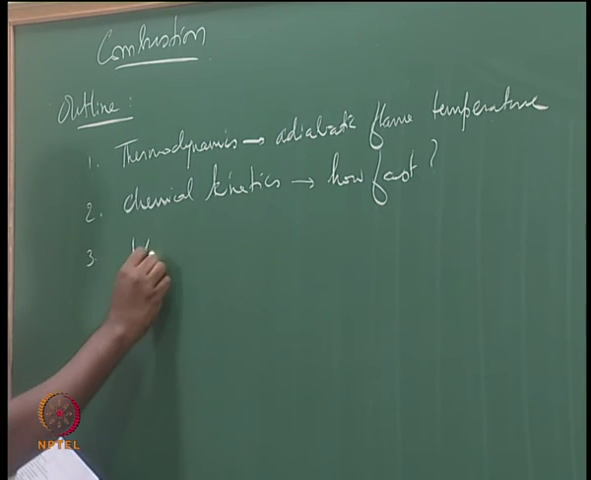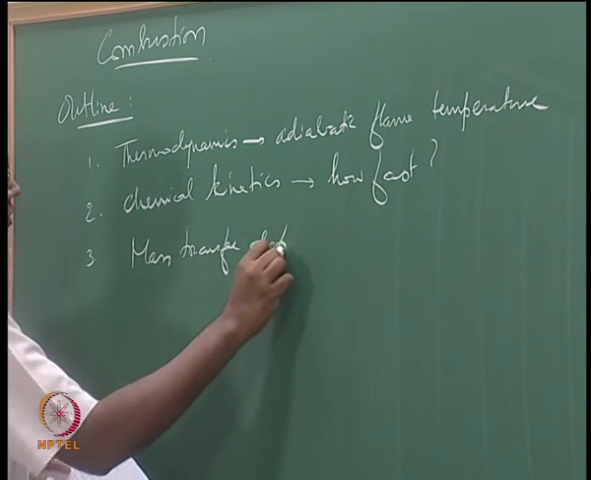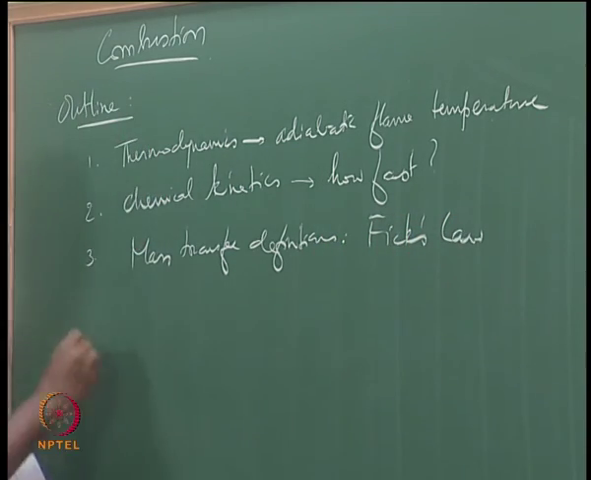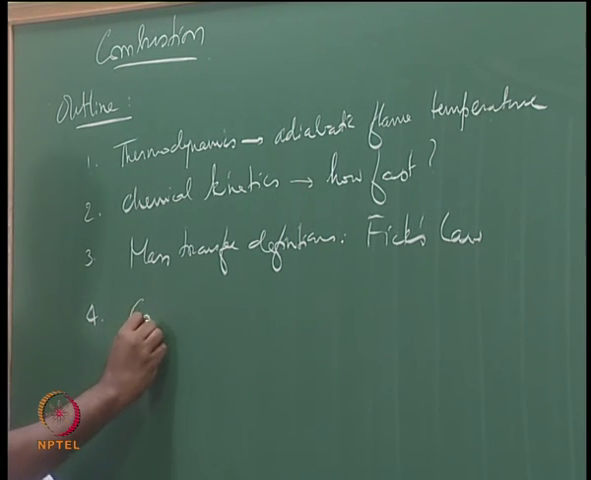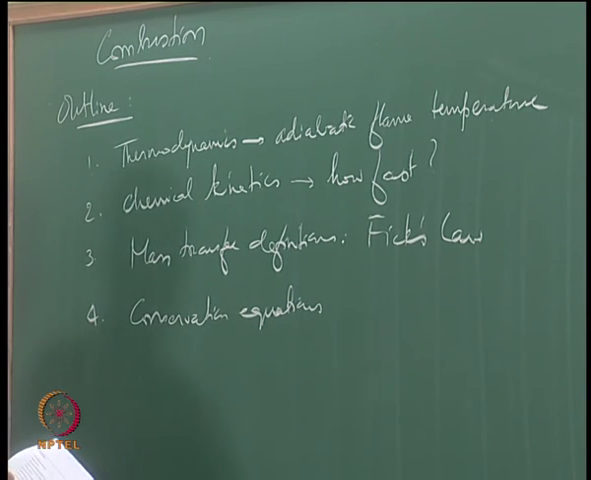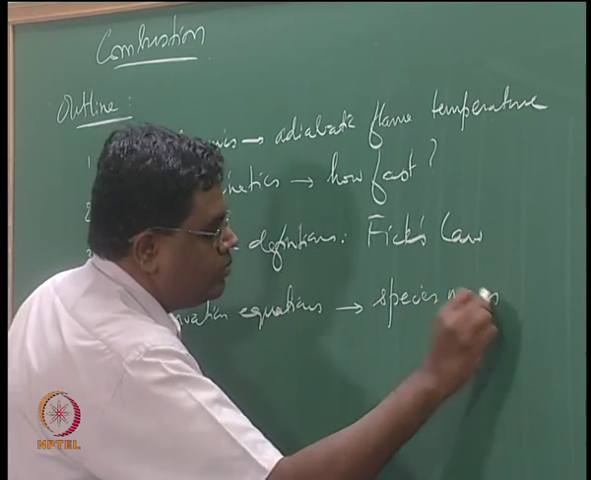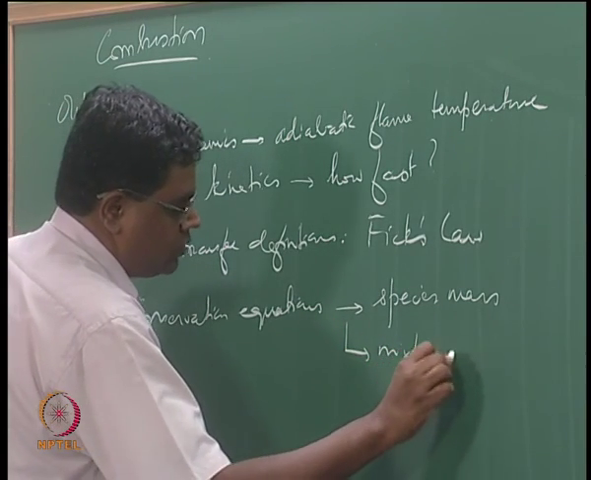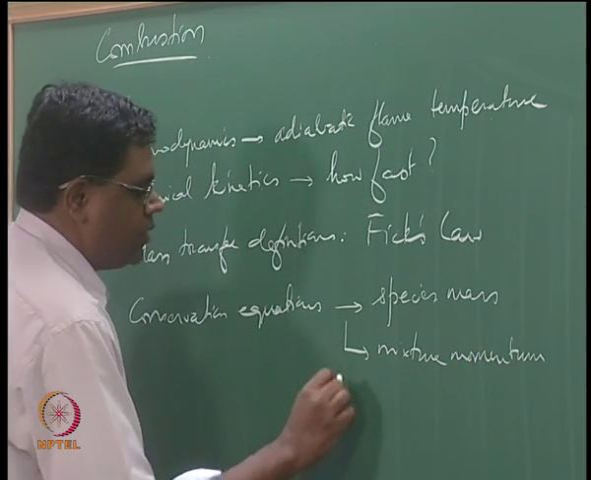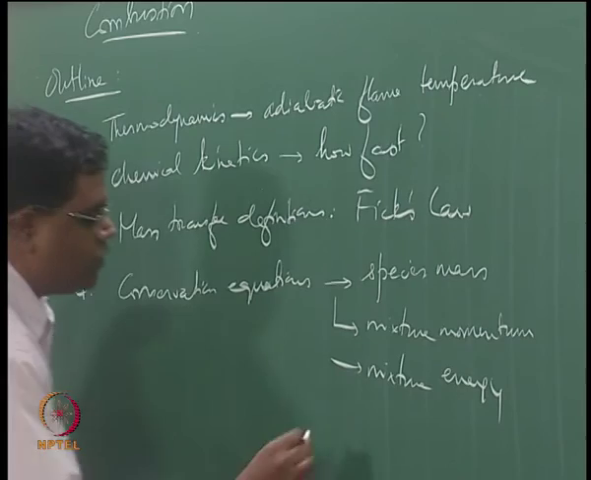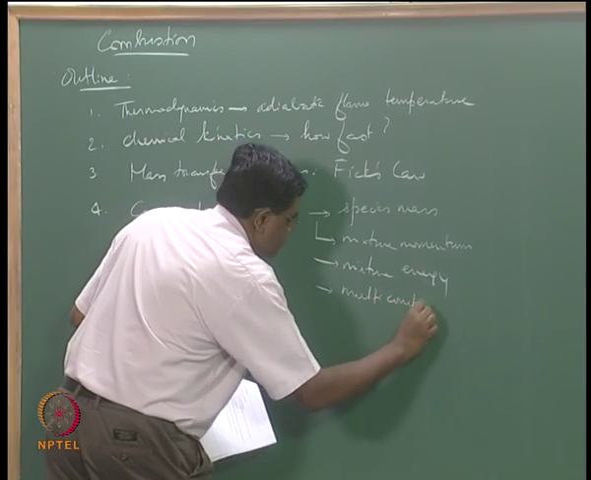Number three is some mass transfer definitions. So this will lead to Fick's law. Number four, conservation equations. Here the most important thing that we will bother about is species mass conservation, and then we will also worry about mixture momentum, mixture energy, and what's called multi-component diffusion.